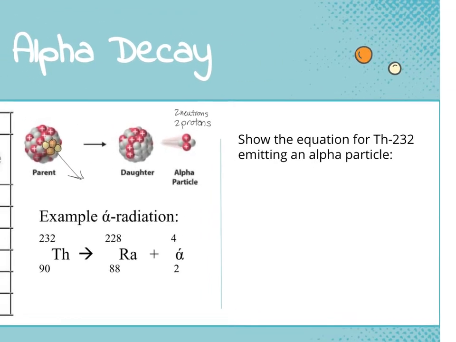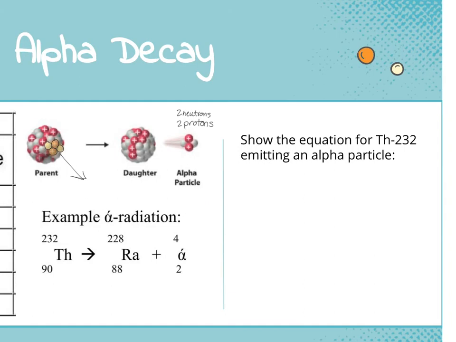So we can show alpha decay using an equation, and so we're going to write out the equation for thorium-232 when it emits an alpha particle. So the first step we're going to do with thorium-232 is write out its isotope symbol.